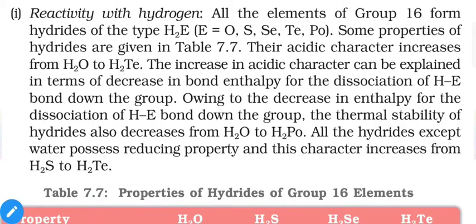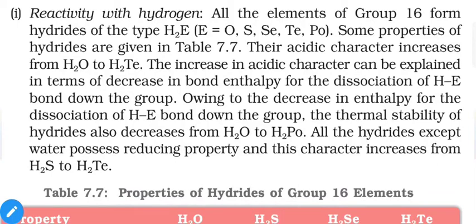Some properties of hydrides are given in table 7.7. Their acidic character increases from H2O to H2Te. Now keep in mind, non-metallic hydrides are usually basic in nature, and metallic hydrides are acidic in nature. The increase in acidic character can be explained in terms of decreasing bond enthalpy for the dissociation of the H-E bond down the group.